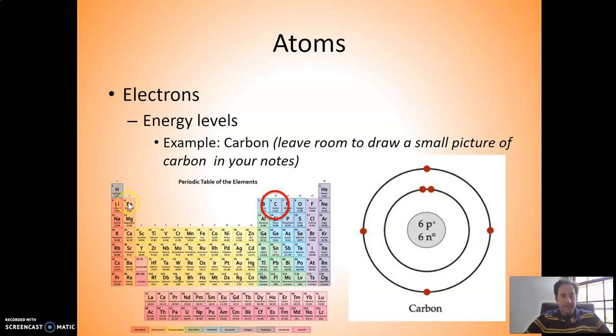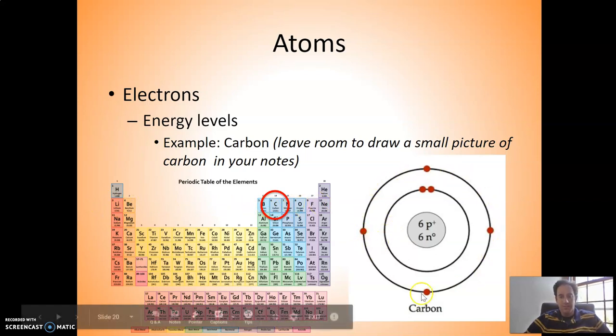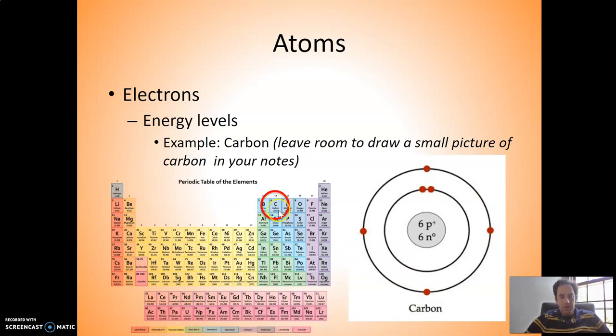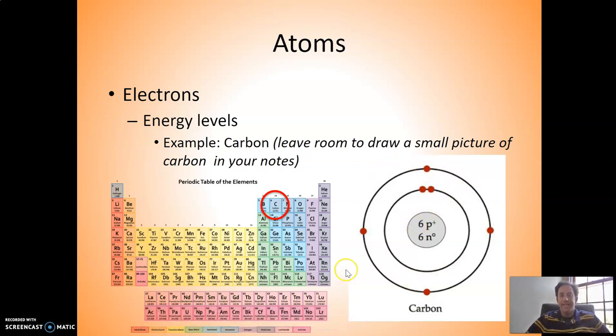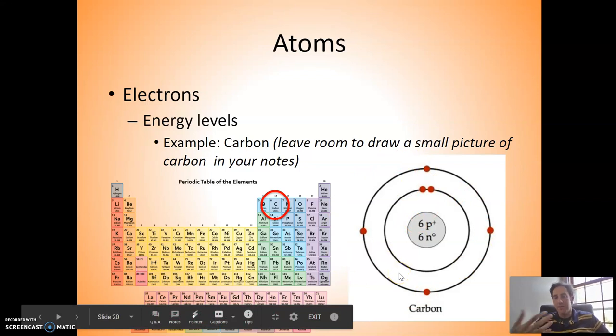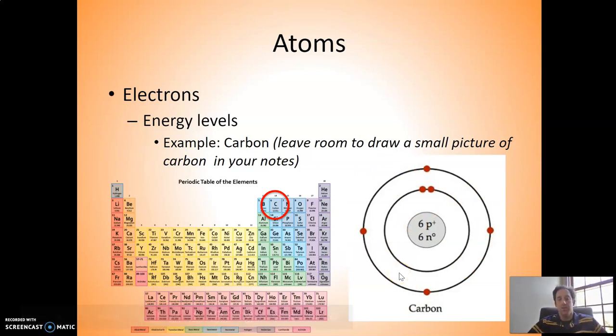Then, since we're going to a second horizontal row on the periodic table, we have to draw another energy level in this ring. And this has 1, 2, 3, 4 electrons till we get to carbon. So we put them in 1, 2, 3, 4. And so that's how you draw it. So here we have carbon with its 6 protons and then 6 electrons. And since the positives balance out the negatives, it is neutral. There is no charge on carbon.